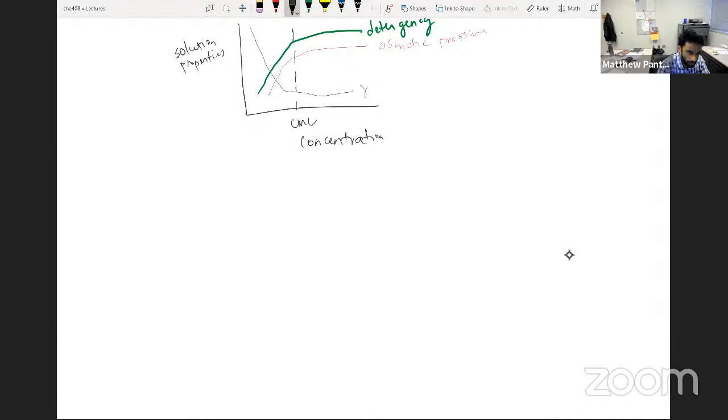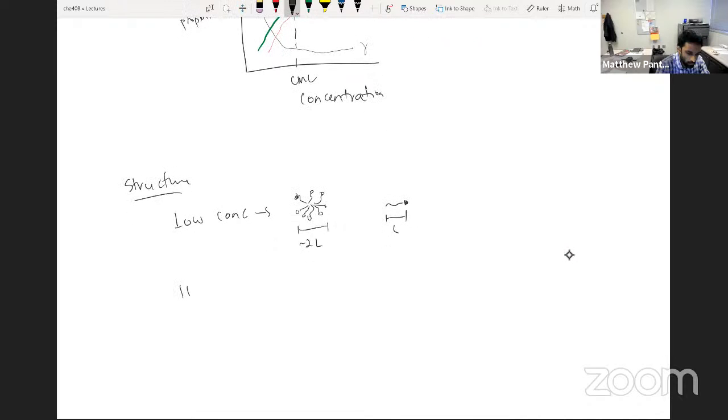So the structure of micelles we've sort of talked about. Under low concentrations, we have this picture I showed you. In 2 dimensions, it would look like this, where the diameter would be about 2 times the length of a surfactant. In 2 dimensions, that would be a cross-section of it. In reality, it'd be a sphere that looks like this, where each of these would occupy a cone worth of volume. At high concentrations, though, this becomes much more complex.